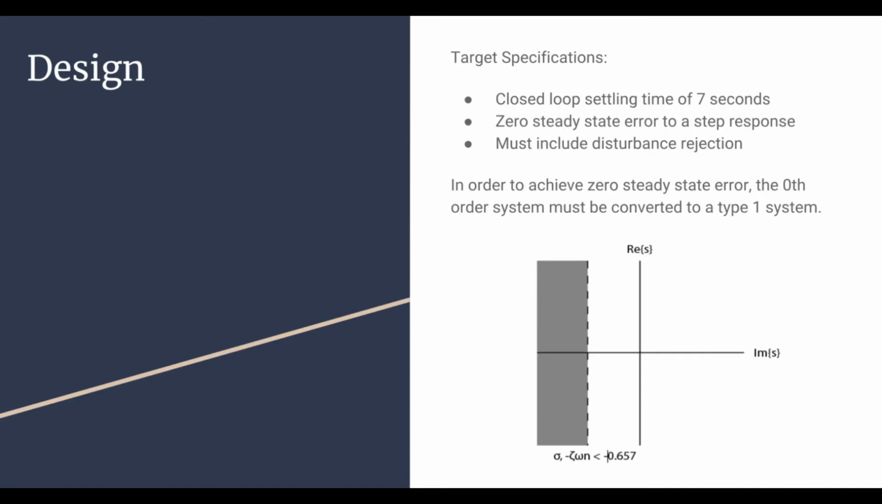If the target velocity was 0 and steady-state error was present, the vehicle could be moving when it should be at rest. And finally, the disturbance rejection will be necessary for the vehicle to travel uphill and maintain its speed. The figure shown is a graph of the possible pole locations to achieve a settling time of 7 seconds.